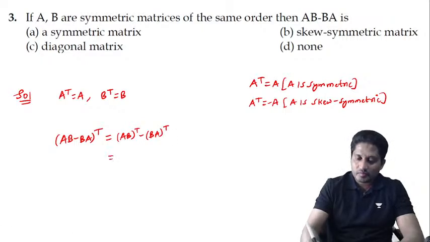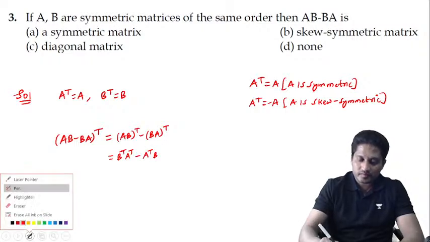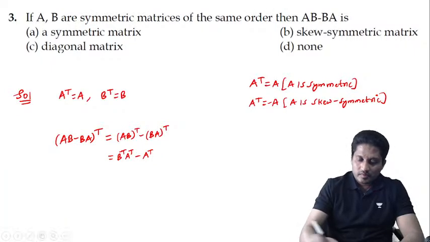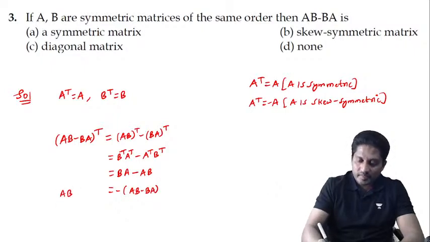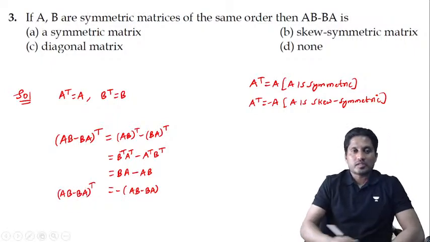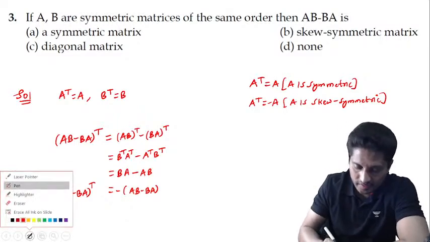Further, AB transpose is equal to B transpose into A transpose, and BA transpose is equal to A transpose into B transpose. B transpose is B, A transpose is A, that's already given in the question. If I take minus common, it is AB minus BA. So I'm getting the negative of its own transpose, that is AB minus BA transpose. AB minus BA whole transpose is equal to minus of AB minus BA.